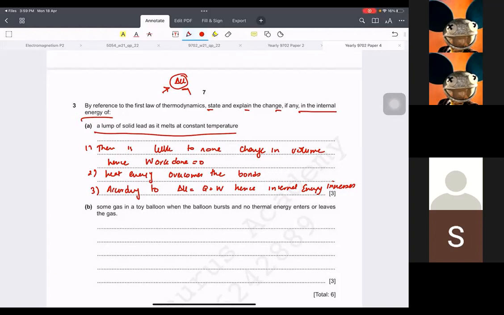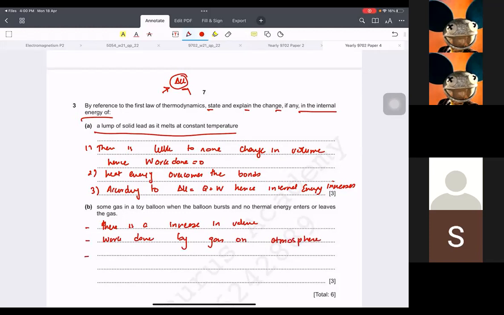Some gas in a toy balloon. When the balloon bursts, no thermal energy enters or leaves the gas. So when it bursts, there is an increase in volume. There is a change. Okay, increase in volume. Work is done by the gas on the atmosphere.